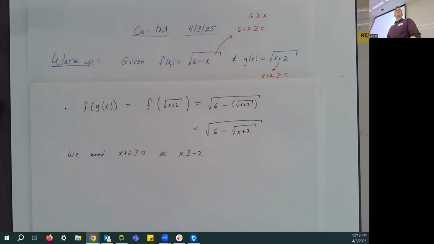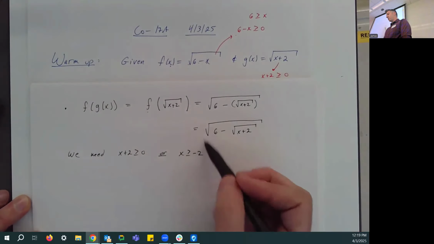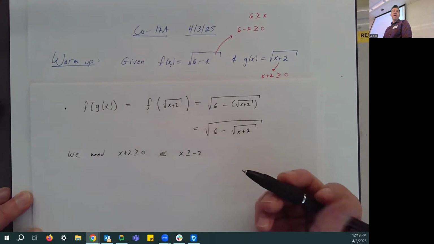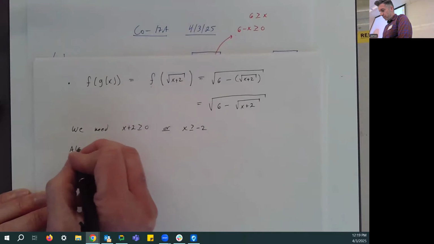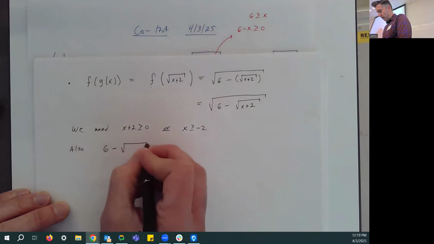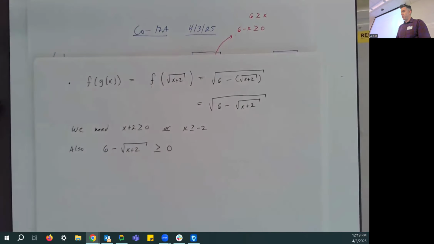But then there might also be additional restrictions we have to look for. If we look at the bigger function, we see I have another square root, and we know that the stuff inside the square root can't be negative. So we're also going to say that this argument here, 6 minus the square root of x plus 2, has to be bigger than or equal to 0.